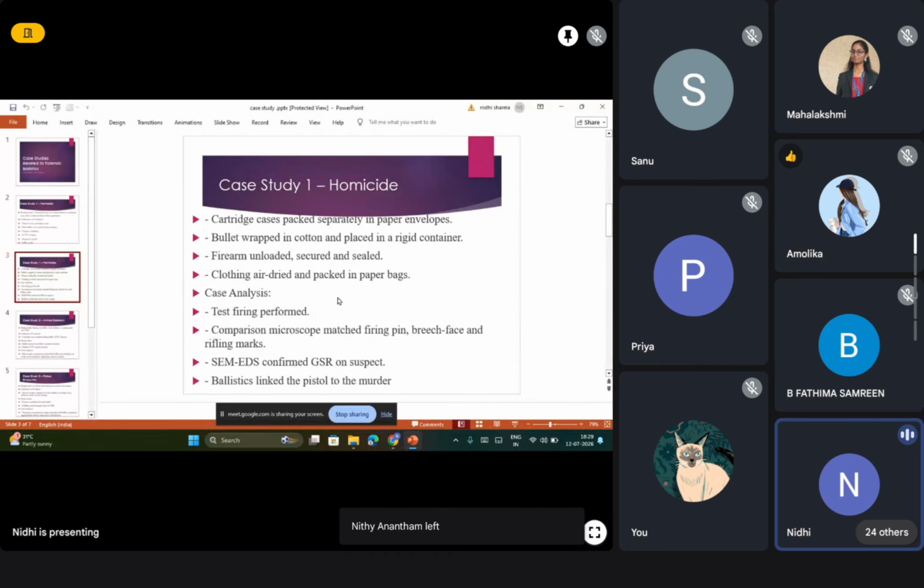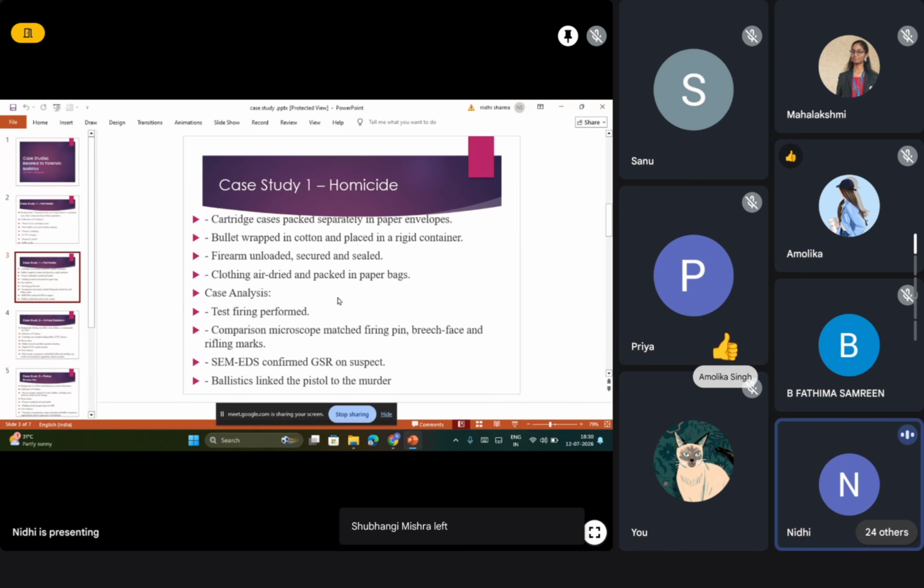Then clothing is air dried and packed in paper bags. Why are we using clothes in this case? For GSR analysis, of course. We are packing it in paper bags, but first we are air drying it, because if there is blood, it might get wet, right? We can't pack wet evidences.